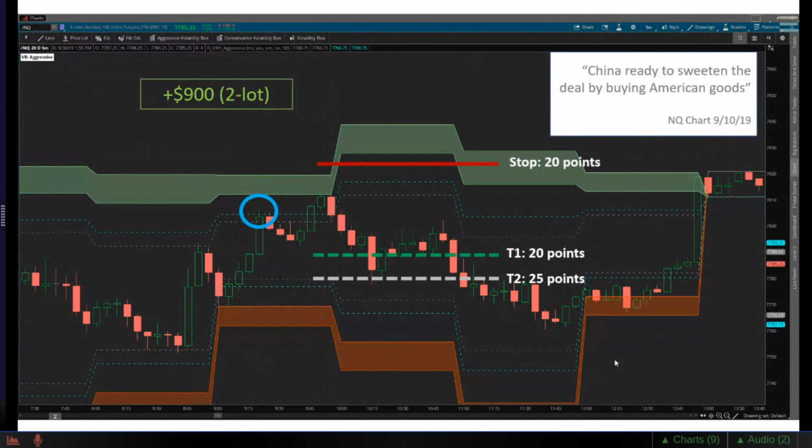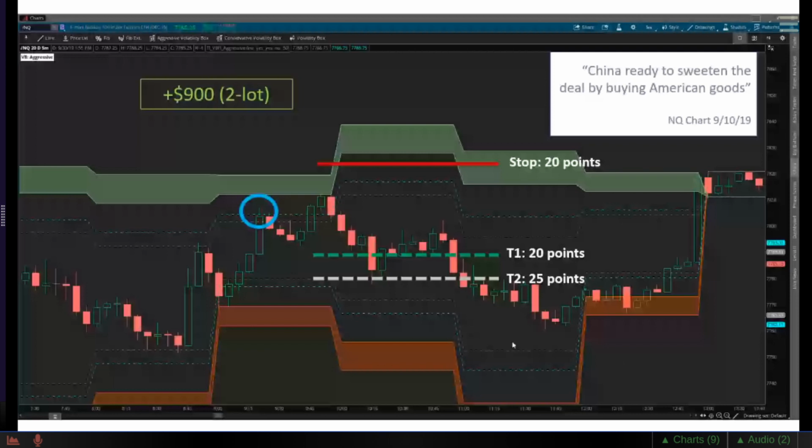Once again, systematic approach. You see through all of these charts, we're approaching it the exact same way. Our entries are in the same spot. Our stops are in the same spots. Our first target is always the same. And our second target is always based off of the target line. You do this over and over and over again.